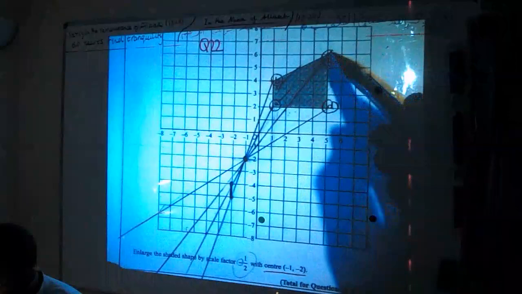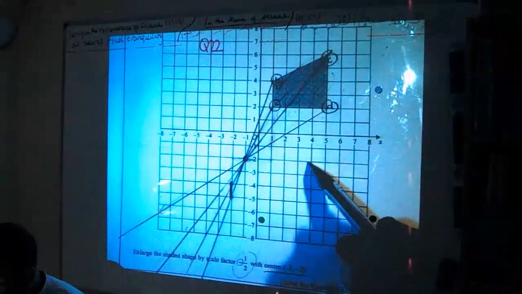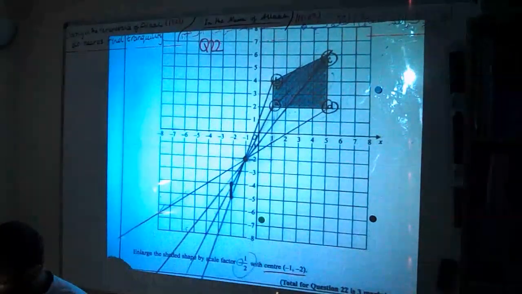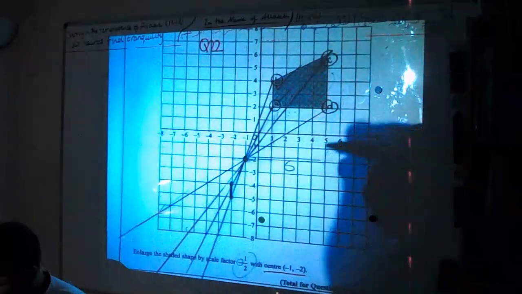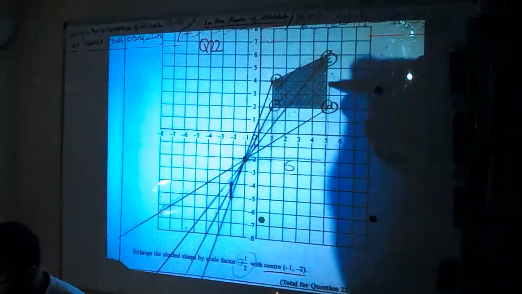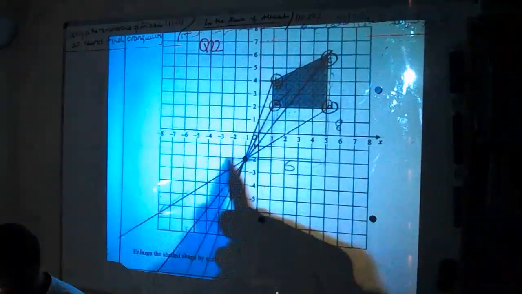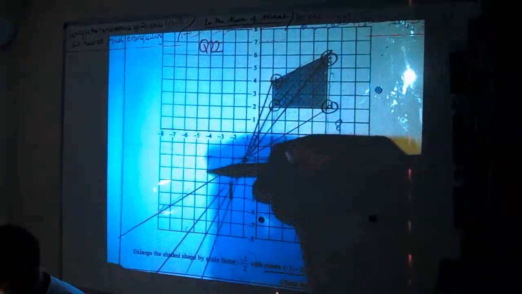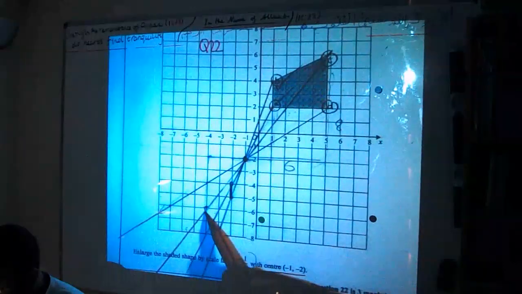Okay, now we're going to do the same for C. So from the center, C is going to be 1, 2, 3, 4, 5, 6 across, and it's going to be 1, 2, 3, 4, 5, 6, 7, 8 above. Half of 6 across this way is going to be 3 across that way. Half of 8 up will be 4 down. So it will be there. And here's another point.